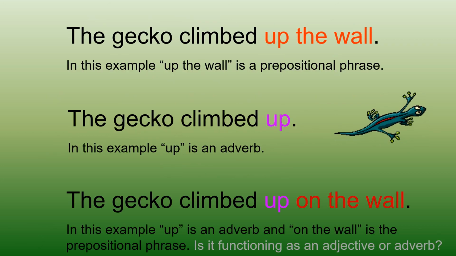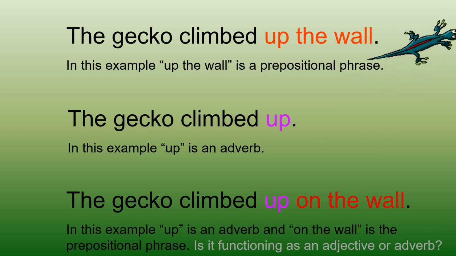Example: the gecko climbed up the wall. In this example, up the wall is a prepositional phrase. The second example, the gecko climbed up. Here, up is not part of a prepositional phrase. It comes alone. That's why it is not a preposition. It is an adverb. It tells where the action happens. It tells where the gecko climbed.